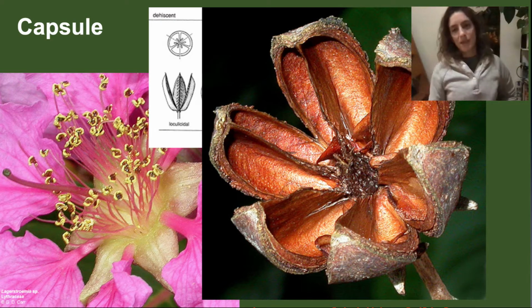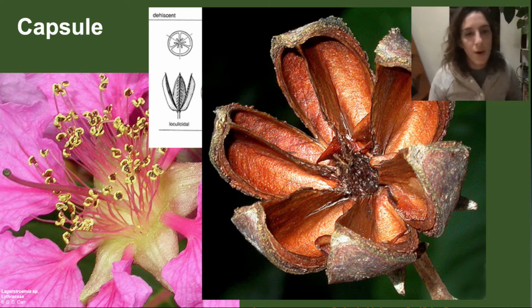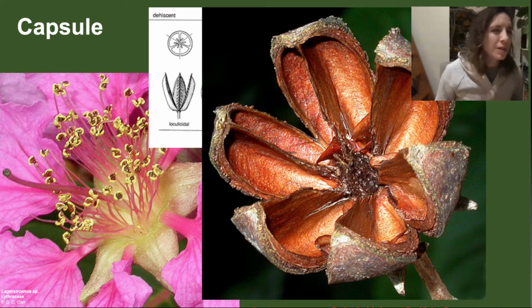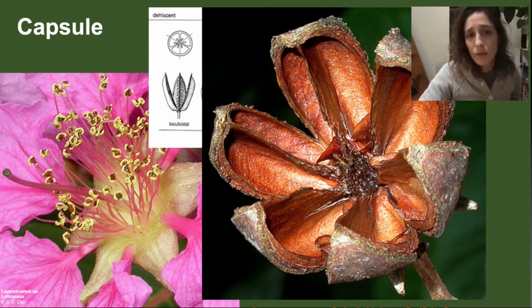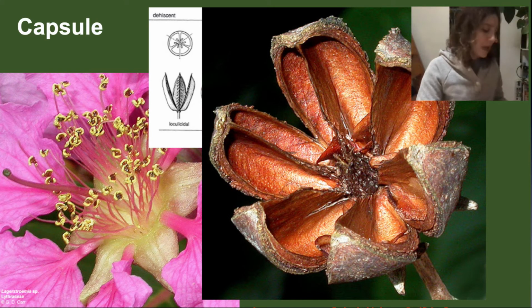Finally, a dehiscent fruit. This is a capsule. Now, spoiler alert a little bit here, capsules are probably the most common type of fruit that we see in the angiosperms out there. We see them all over the place in plant taxonomy.